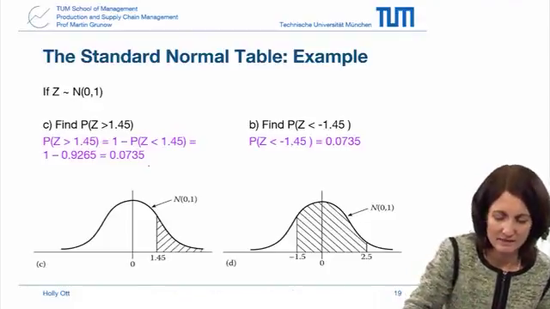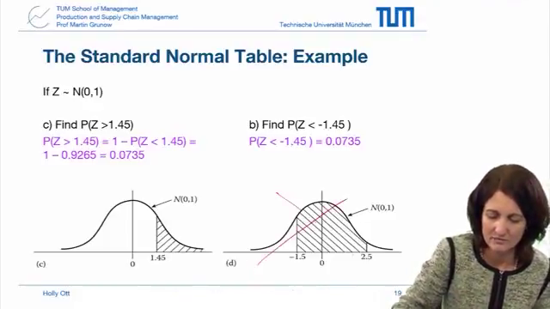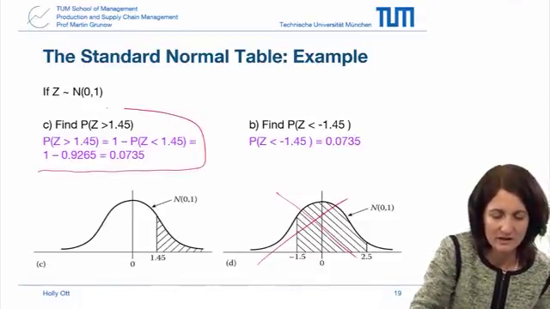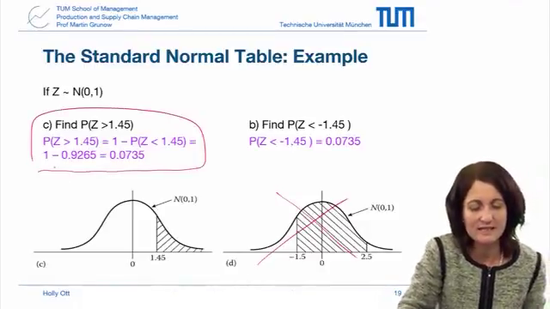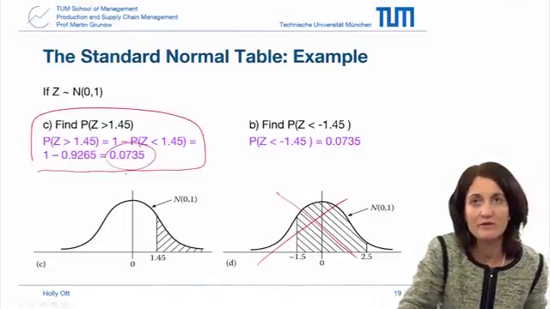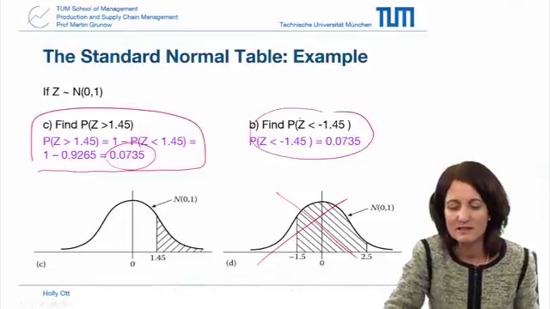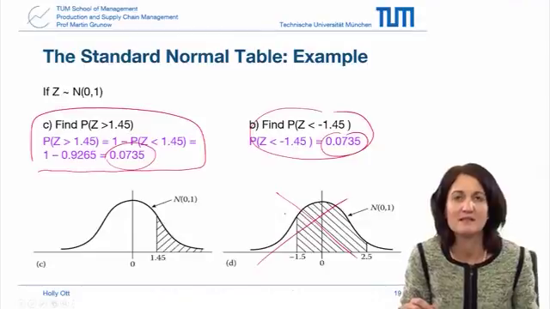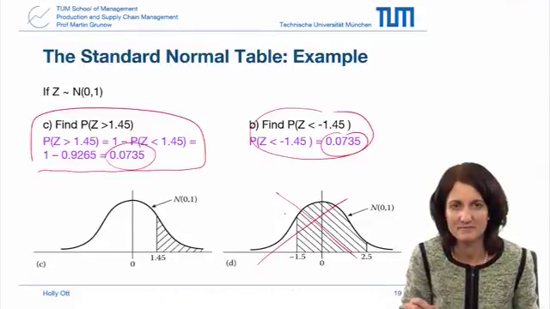Excuse me, this is the wrong picture. From before, this is what we just calculated here. The proportion that Z is greater than 1.45 is equal to 7.35%. The proportion that Z is less than minus 1.45 is also 7.35%.